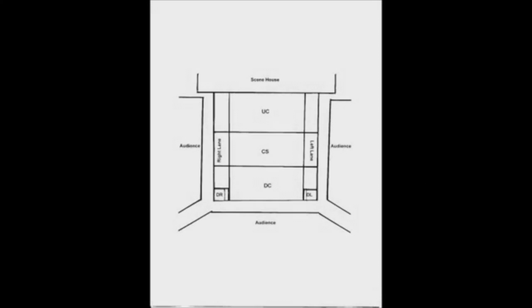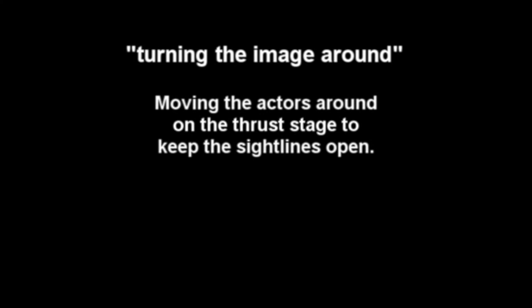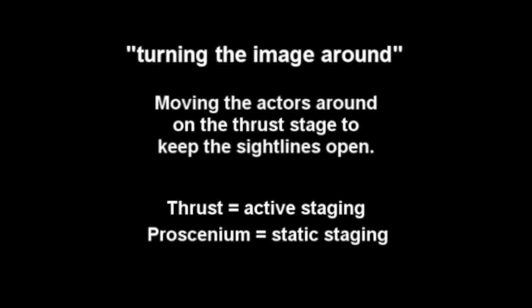The same can be said of the upstage area. This is almost the opposite case with the proscenium arch space. The thrust space requires much more movement than the proscenium arch space. This is because, in order to allow the best sightline for the audience in all 3 sections of the house to view the actors equally, he must move them in order to engage in a technique we refer to as turning the image around. Because of this, we say that the staging in a thrust space is more active, where the staging on a proscenium arch is more static.